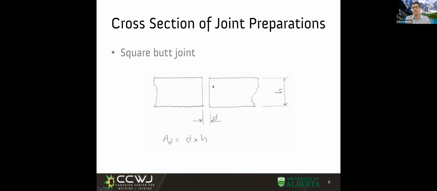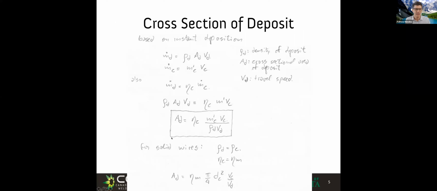For example, let's say this open square butt joint. So we have a gap, let's call it D, and the thickness of the plate is H. So what we need to fill up with our electrodes is this area here, right? Easy, it's a rectangle, the root opening times the thickness of the plate.